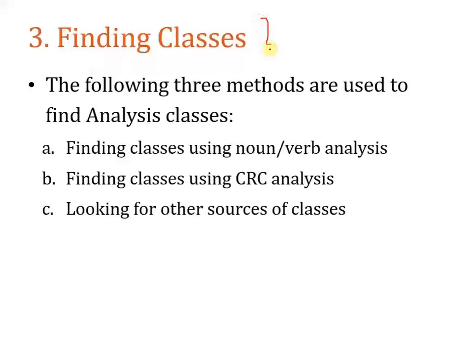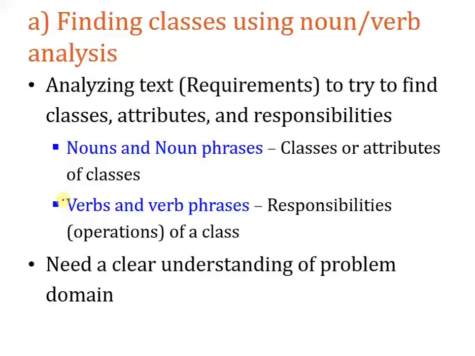the problem statement. So there are three different methods to find classes. First one is to find classes using noun and verb analysis. Second is to find classes using CRC analysis. And third is to look at other different sources of classes. So finding classes using noun and verb analysis, this is the first method.